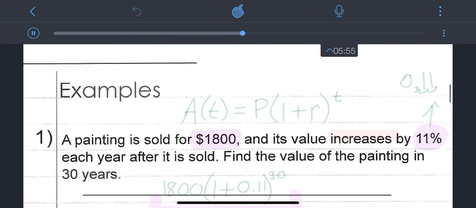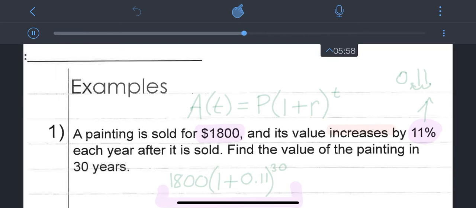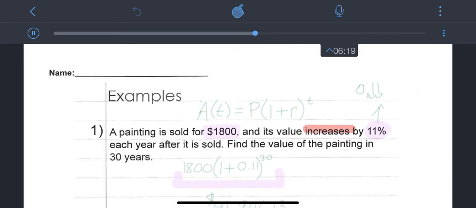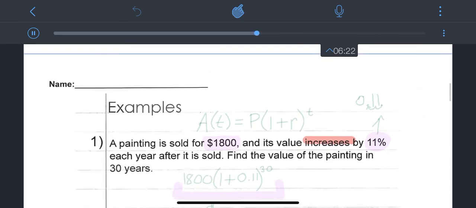If you look at example 1, it says a painting is sold for $1,800 and its value increases by 11% each year after it is sold. Find the value of the painting in 30 years. So right away, I see a keyword. I see increases. That tells me I'm going to be using growth. Now, let's just copy our formula down real quick so that we have it. So our formula is A of t equals P times 1 plus or minus r. Well, I know that we're going to use the plus because it's increasing. So 1 plus r raised to the t.